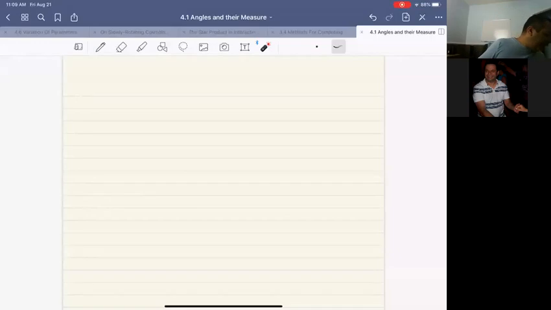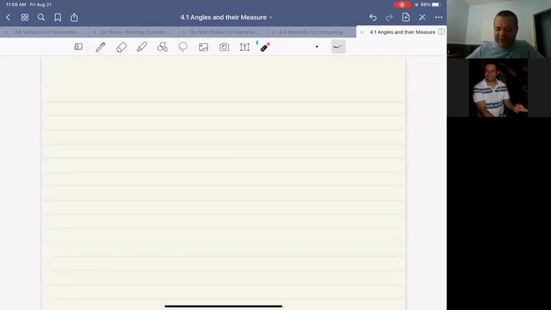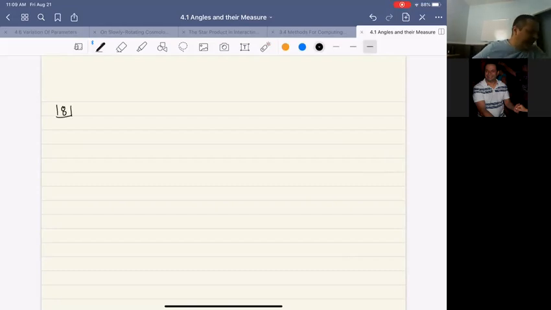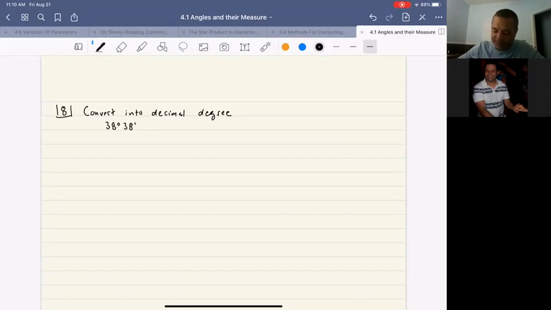All right, the next one is we're going to convert, and this has to do with degrees, minutes, and seconds. So we're going to convert, we're actually going to do a couple. So we've got 18 here, and it says convert into decimal degree notation. And we have 38 degrees and 38, and this is called minutes, okay?